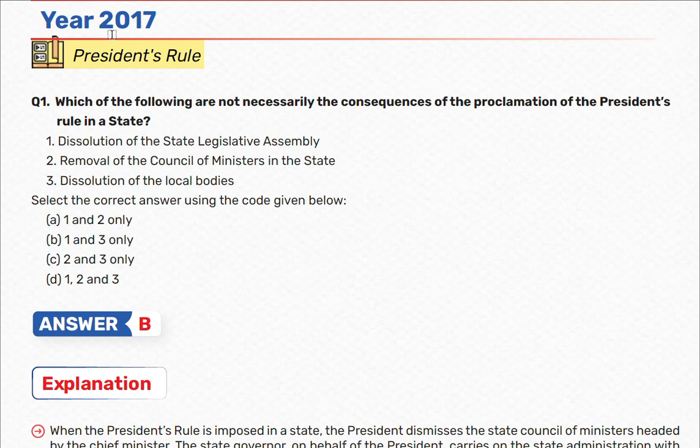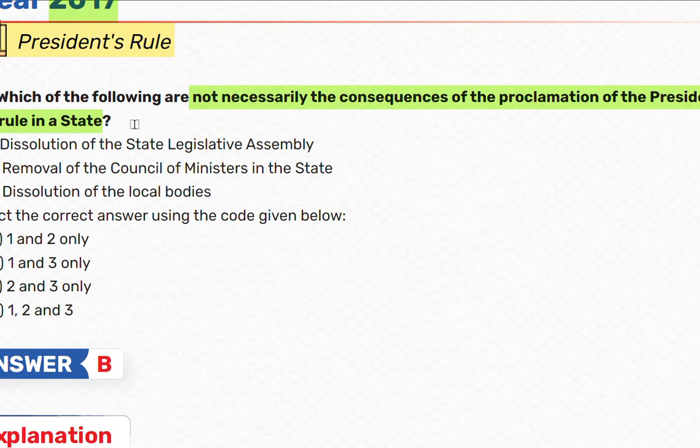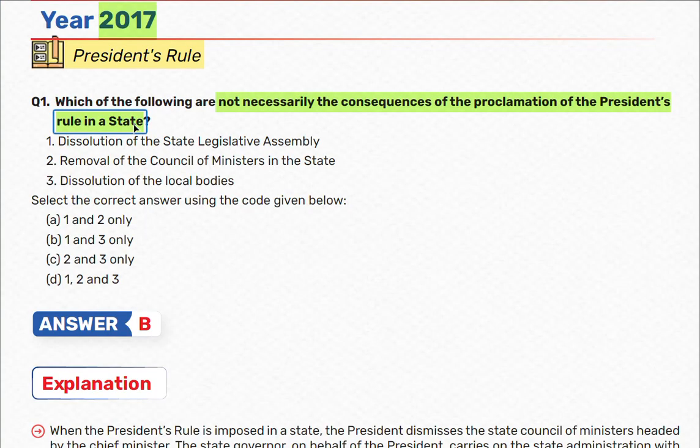The first question that appeared from emergency provisions was in 2017, when it was asked which of the following are not necessarily the consequences of the proclamation of the President's rule in a state. Let me bring it a little bit bigger. I think it is not coming into the frame, so let me keep it here only.